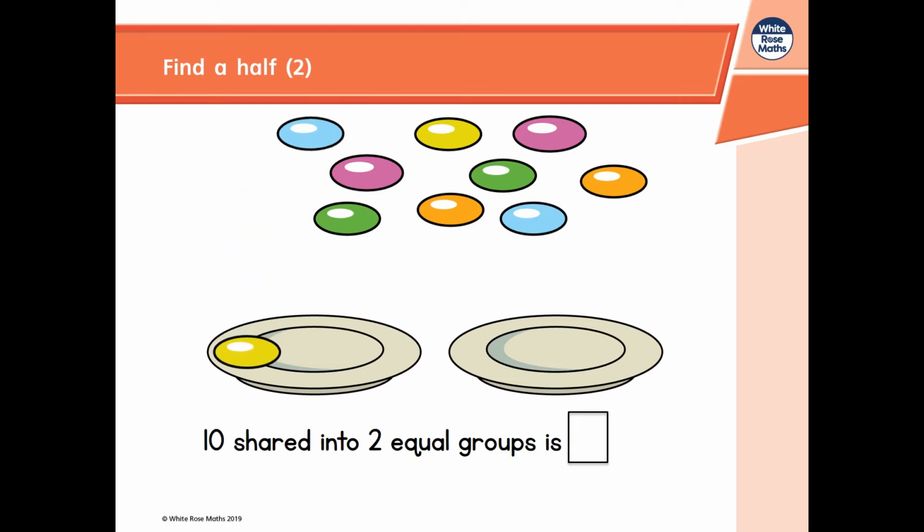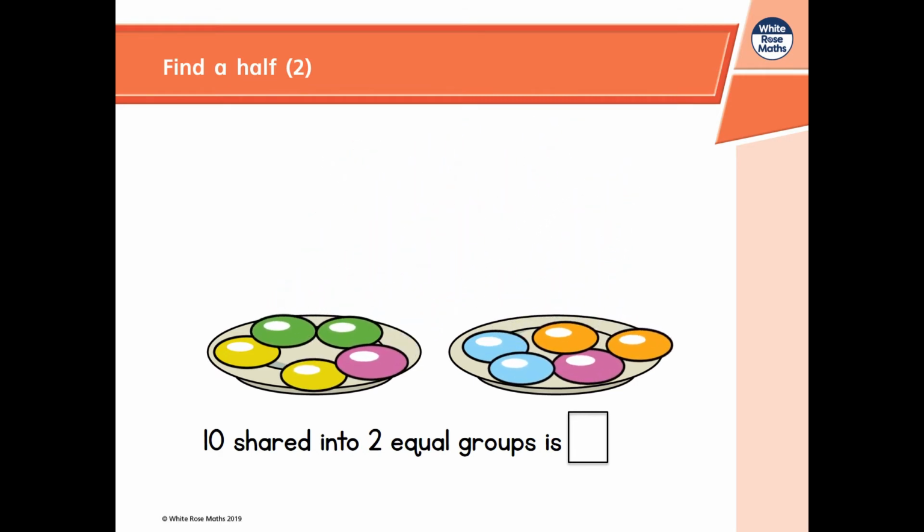1 for this plate, 1 for this plate, and let's keep going. There. We've now shown 10 Smarties shared into 2 equal groups. And how many are in each group? 5. Can you see how we've divided the 10 Smarties into half?